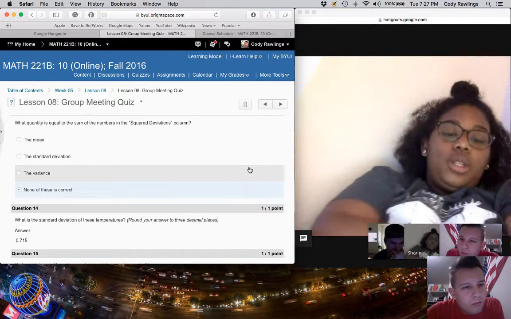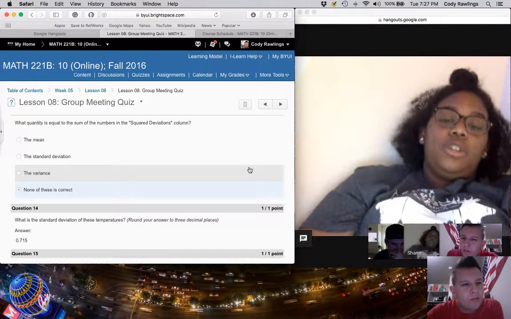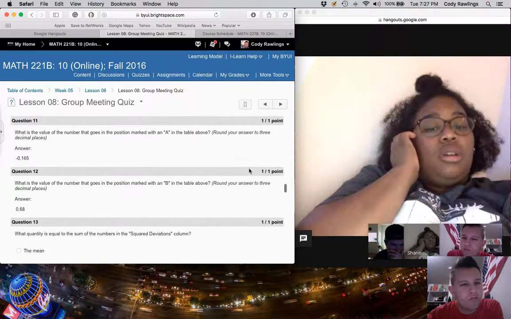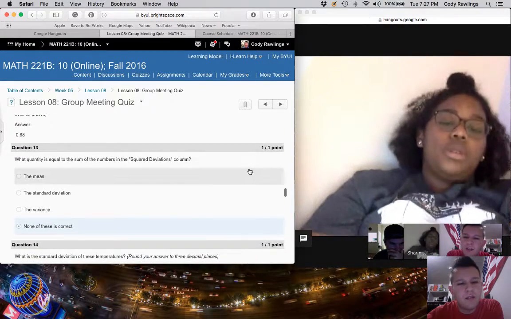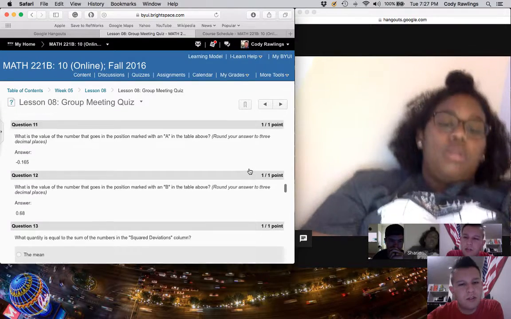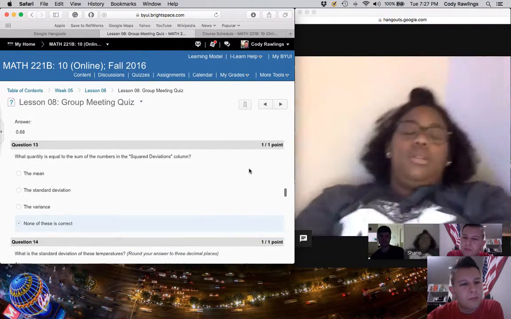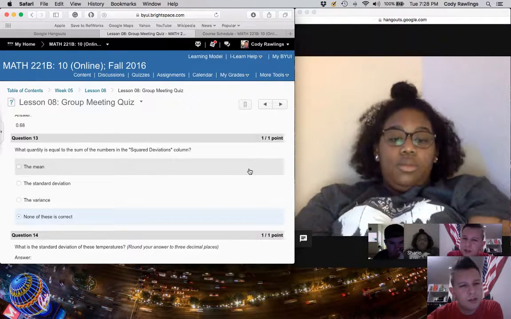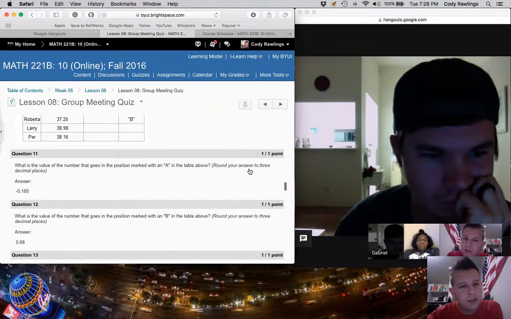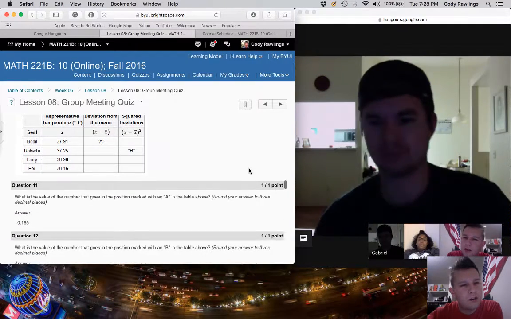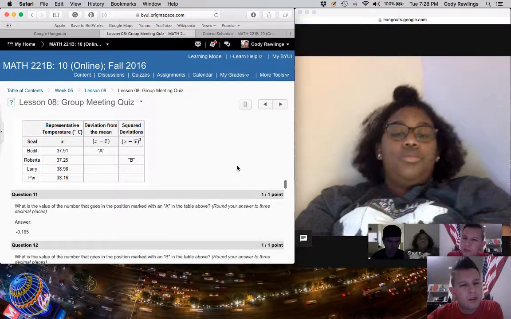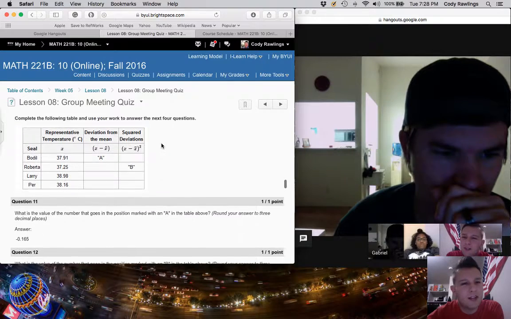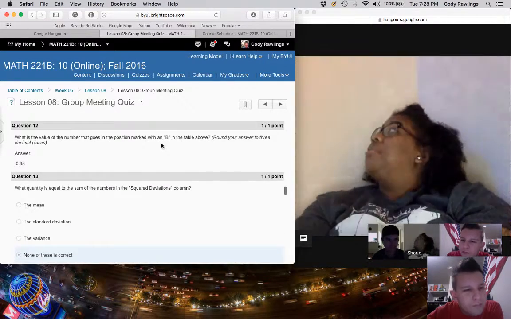It says, what quantity is equal to the sum of the numbers in the square deviations column? I said the standard deviation is, because it's not the mean, is it? No, it's the variance. I lied. It's none of these. None of those are correct. Really? What is it then? I think it is... Yeah, I don't know. I put none of these because I didn't think it was any of them. Oh, okay. Never mind then.